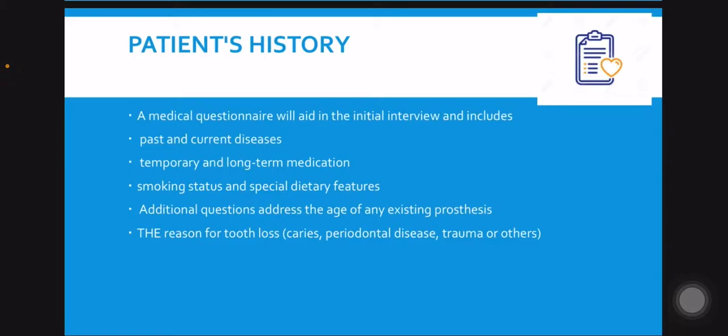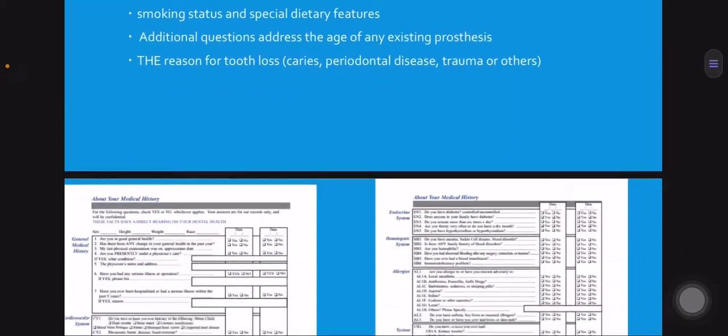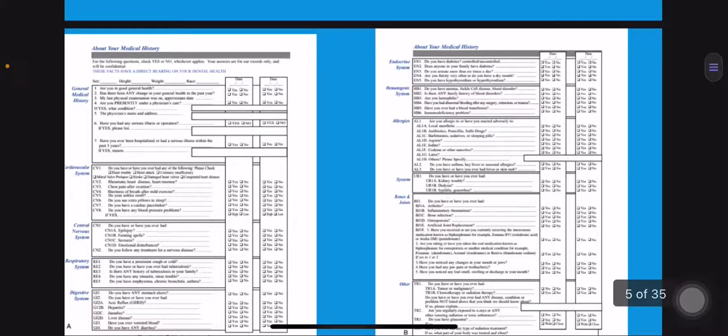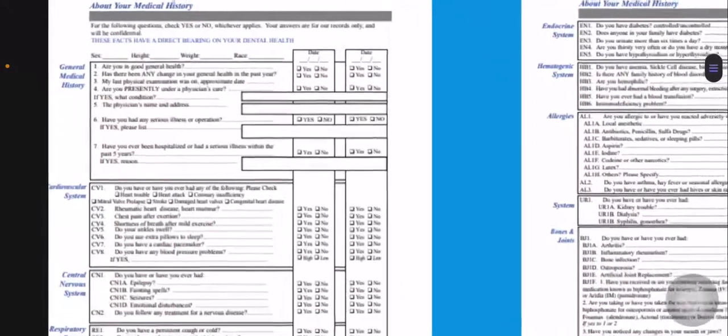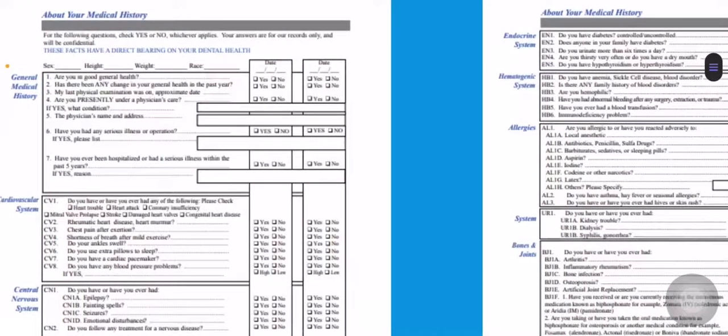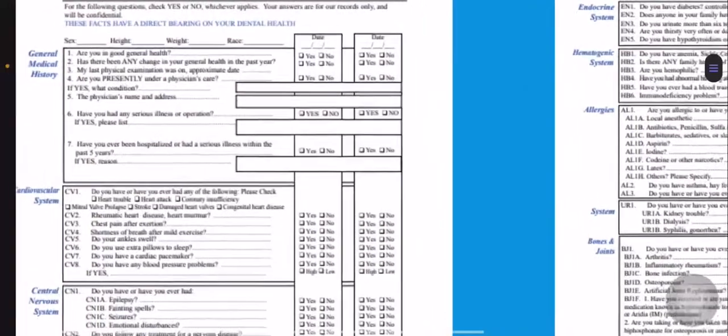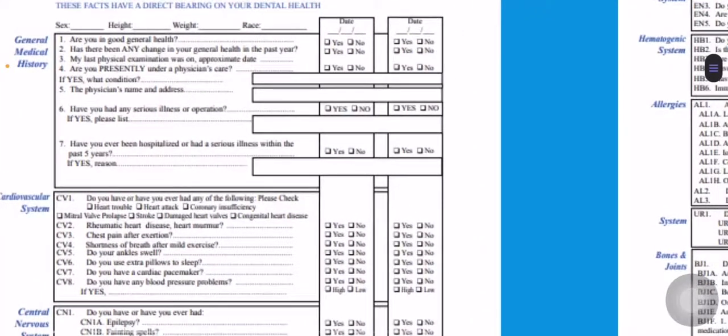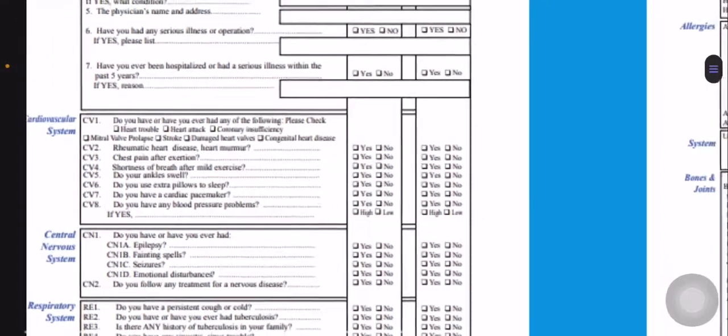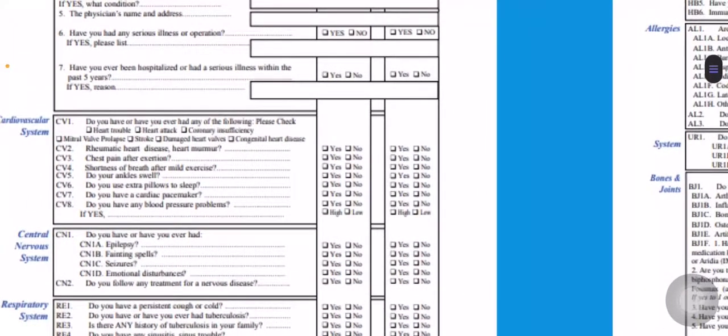Now, the reason for tooth loss, of course, we have to know if it was caries, periodontal diseases, trauma, or others. This is an example of a case sheet that is used to take the medical history of patients. It has many sections, such as the general history, in which we ask the patient about his general health or whether he was hospitalized before or not. We have the cardiovascular section, which concerns the heart, whether pacemaker devices exist or not, and hypertension and whether it was controlled or not.